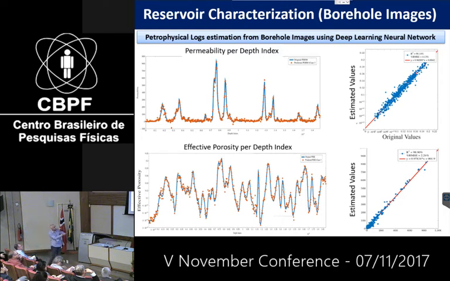Here on the right side, we have the predicted values as a function of the original values. As expected, the points can be described by a linear fit with a linear coefficient around 0 and an angular coefficient around 1, which means there is a good correlation between the predicted value and the original value. This is true for the effective porosity and for the permeability petrophysical property.